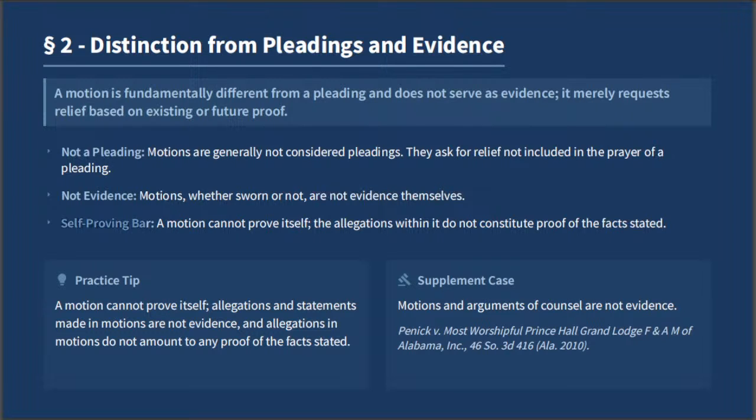And there's a self-proving bar. A motion cannot prove itself. The allegations within it do not constitute proof of the fact stated. So it shouldn't be full of conclusory allegations. Practice tip: a motion cannot prove itself. Allegations and statements made in motions are not evidence. And allegations in motions do not amount to any proof of the fact stated.